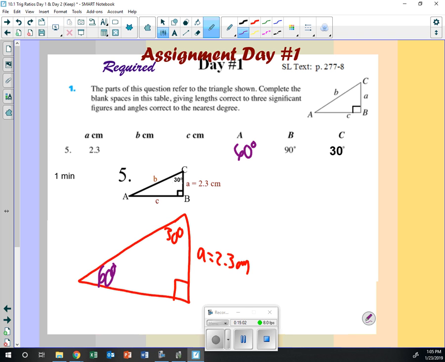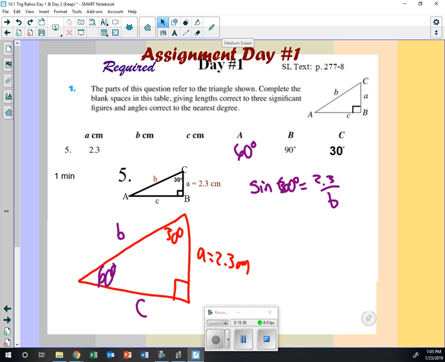Great. Okay. Now, to find B or find C, can you just use Pythagorean theorem? I wish, but you can't. So let's try this. Let's try the sine of 60. Okay. Sine is SOHCAHTOA. So the sine is the opposite, 2.3, over B.